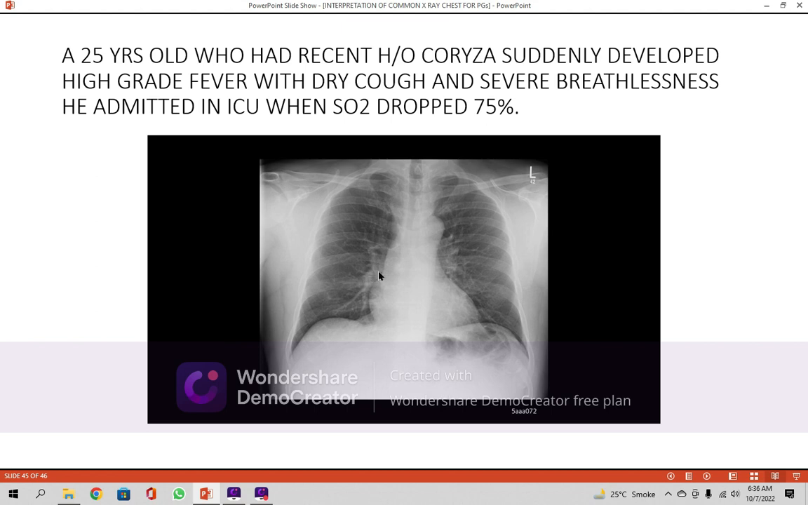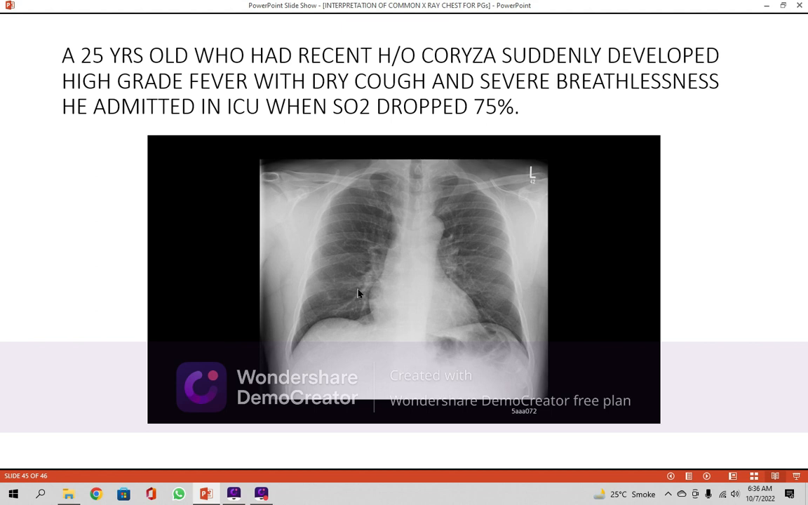Another possibility is interstitial lung diseases, in which the middle zones are involved predominantly rather than the lower zones. Again, fine striations or fine reticulonodular shadowings are seen. These are the differential diagnoses. We go for HRCT to confirm it.